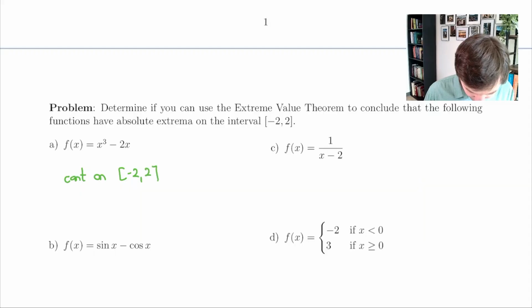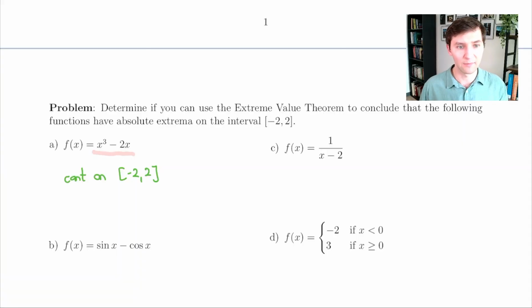And that is because the function x to the third power minus 2x is a polynomial, and polynomials are continuous everywhere. Because this function is continuous on this interval, this means we are allowed to apply the extreme value theorem and conclude that this function has some absolute maximum and some absolute minimum on the interval from -2 to 2.